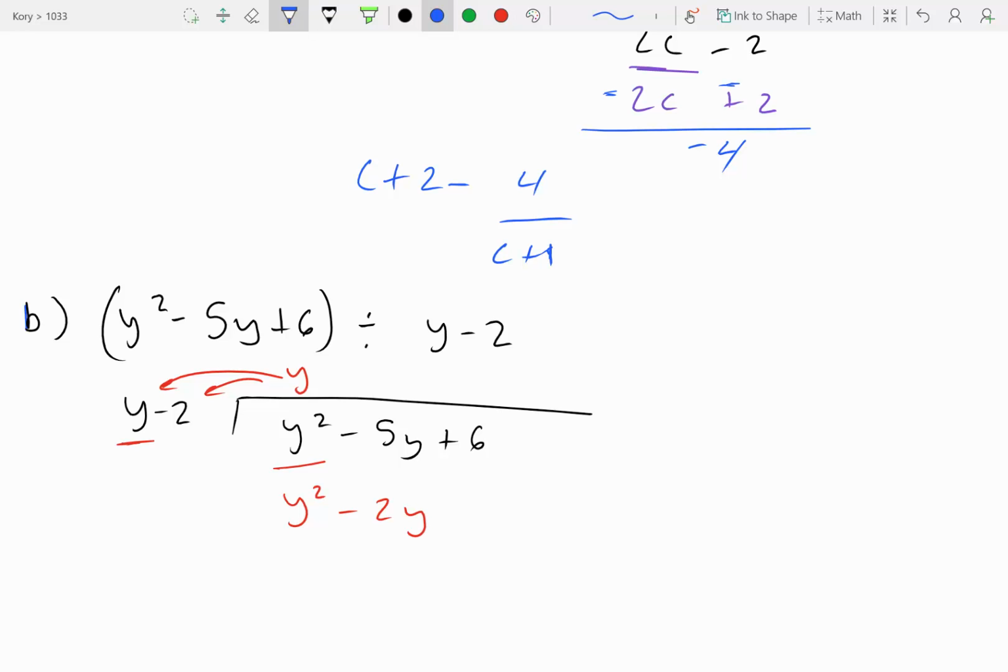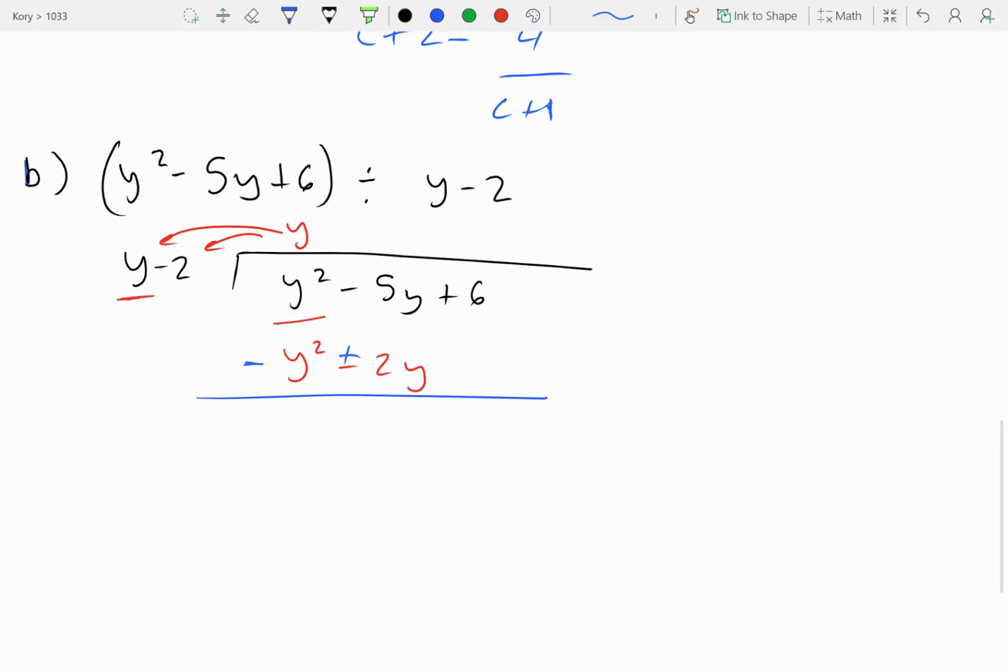Now we change the signs. Positive becomes negative, negative becomes positive. We add straight down. The y squareds cancel out. We have negative 5y plus 2y to get negative 3y. And then bring down the plus 6. Now we repeat the steps again.